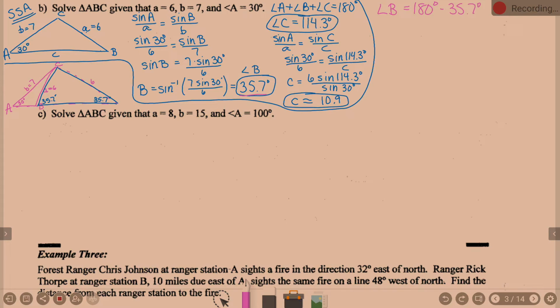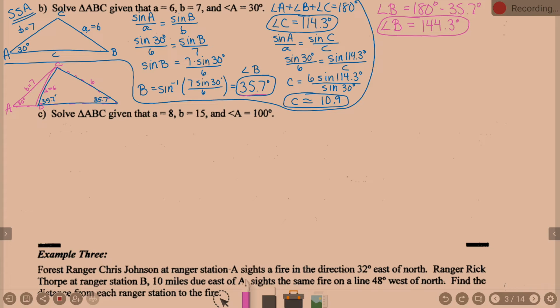And 180 minus 35.7 is 144.3 degrees. Now, we have a new angle B. We can find the rest of this triangle the same way we found the previous triangle.